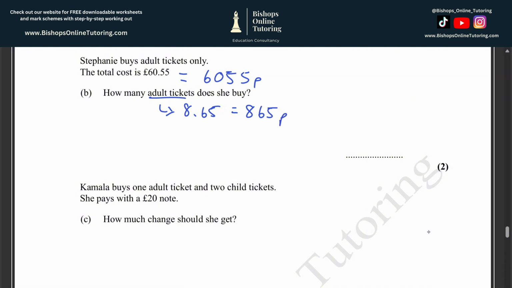So best way to do this is just do 865 times by a bunch of random numbers until eventually you get to 6,055 pence. So let's try it with 7. So 865 times by 7 is 6,055. Got quite lucky there with the first try. But ultimately, Stephanie buys 7 adult tickets. So that's our answer, 7.